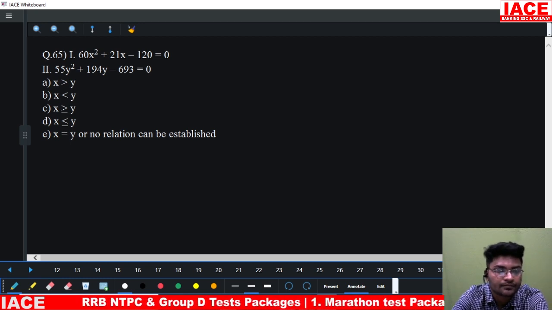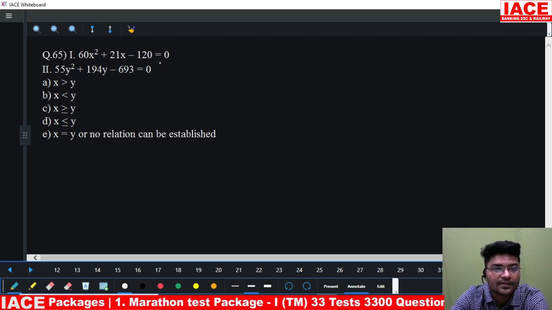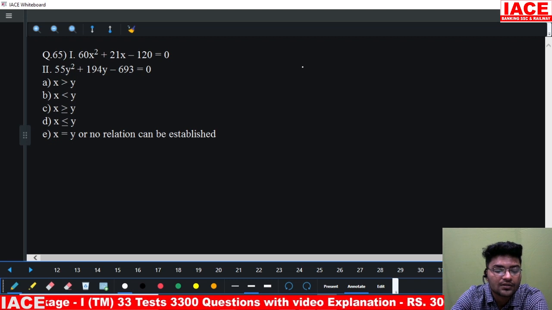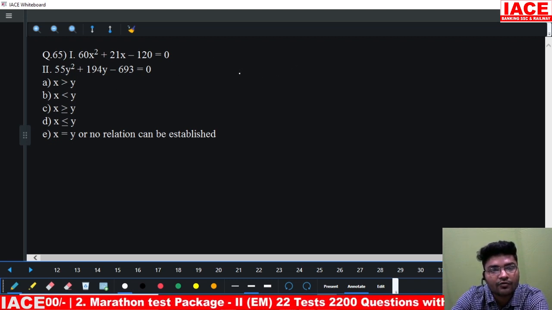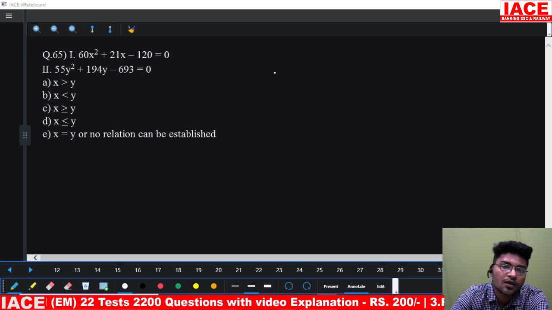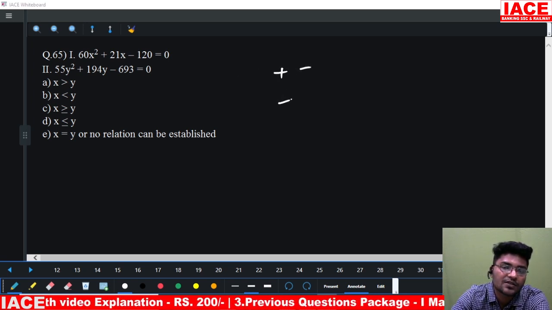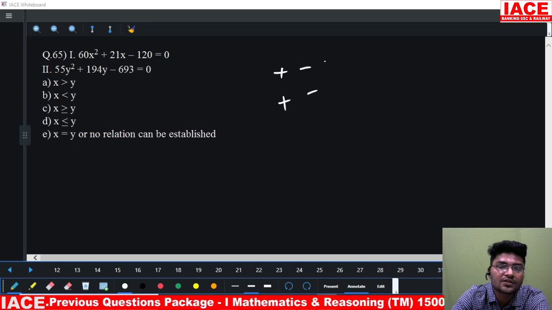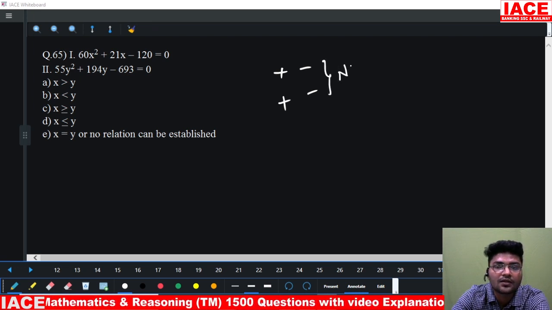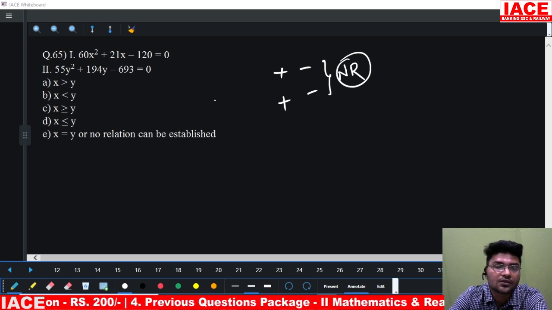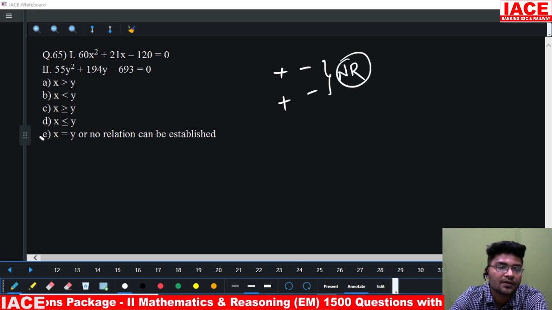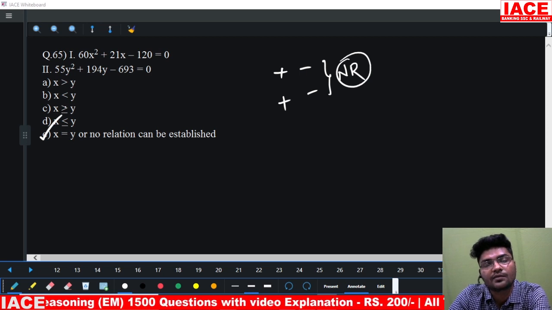Next question. 60x square plus 21x minus 120 equals 0, and 55y square plus 194y minus 693 equals 0. The simplest solution is plus minus and plus minus. Wherever you see plus minus and plus minus, the result will be no relation. No relation means option E will be the correct answer.